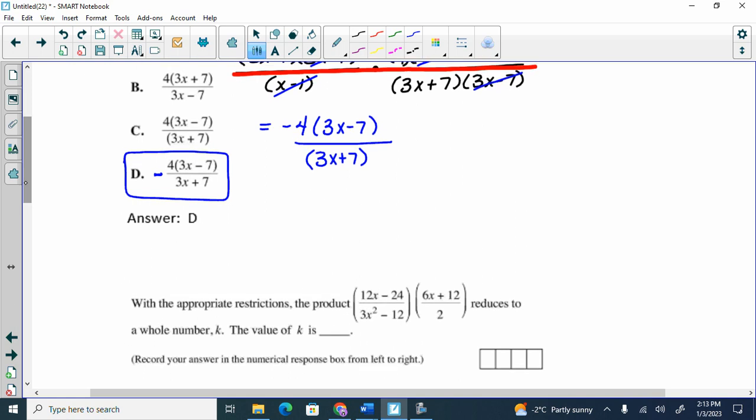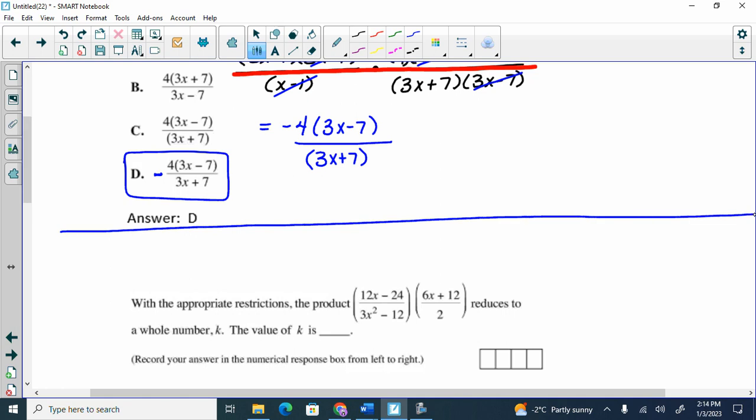Okay. This one says, with the appropriate restrictions, the product. Product means multiply. It means the answer to multiplication. The product of 12x minus 24 over 3x squared minus 12 times 6x plus 12 over 2 reduces to a whole number. A whole number is the number with a whole and above. So 0 and all the naturals: 1, 2, 3, 4. The value of k is what? So it's going to break itself down to a whole number.